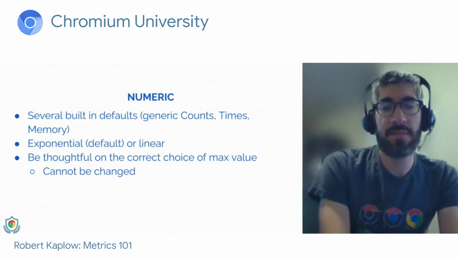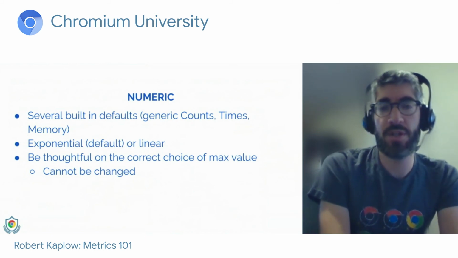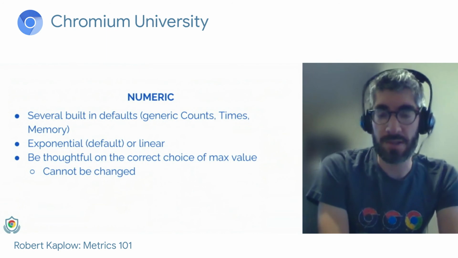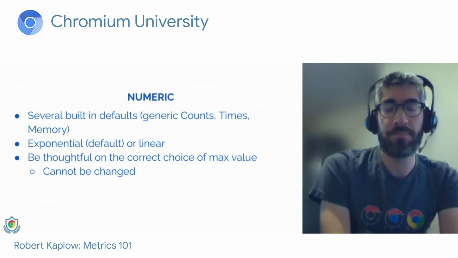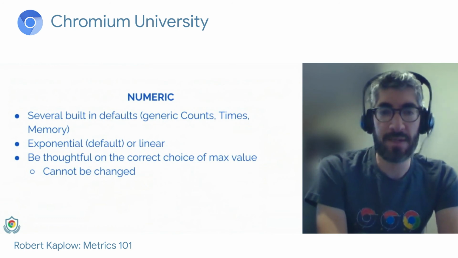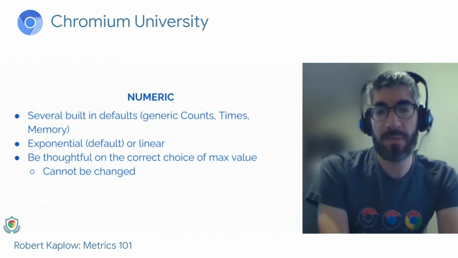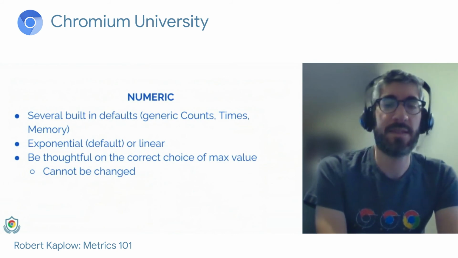We have several built-in defaults, functions and macros for generic counts, but also times, which is very common. You want to say how long something takes to occur, or amount of memory. One decision you have to make when designing a numeric metric is if you want it to be the default exponential or linear. We generally recommend exponential. This means the buckets will get larger and larger as the values get higher.